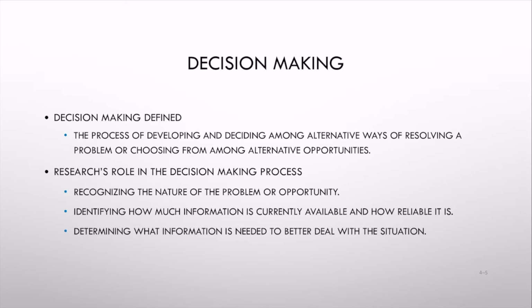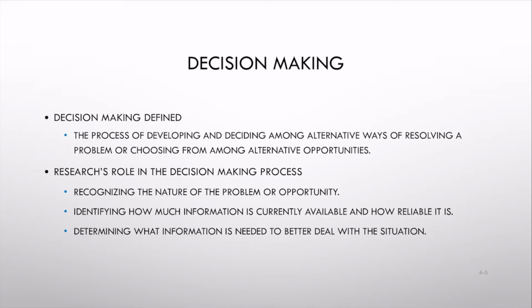Now, decision making. Well, the definition is the process of developing and deciding among alternatives in resolving a problem or choosing from among alternative opportunities. Now, there are two types of decision making. There are programmed and non-programmed decision making scenarios, and we'll go into that later on, but it's enough to know that a programmed decision is a decision that you make without having to really put a lot of thought in it, because the protocol or the steps involved have already been determined.